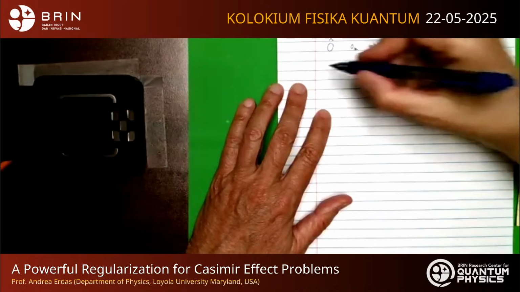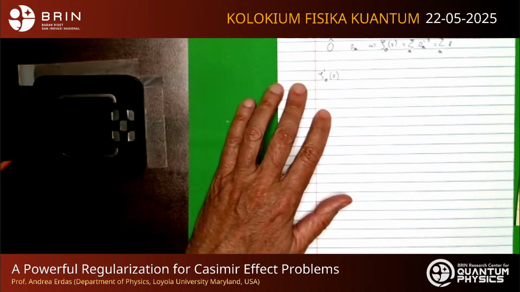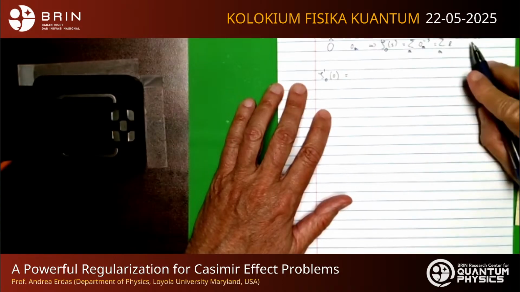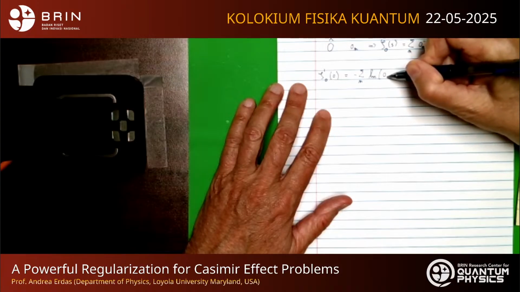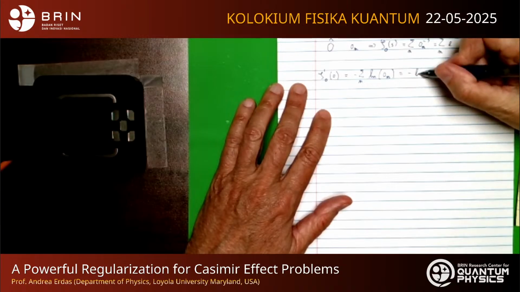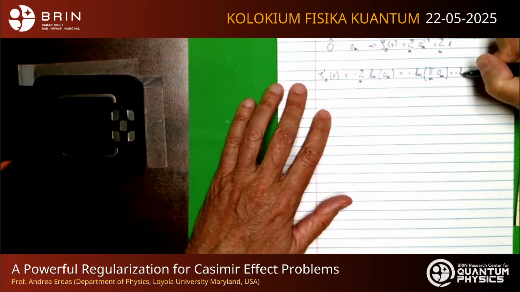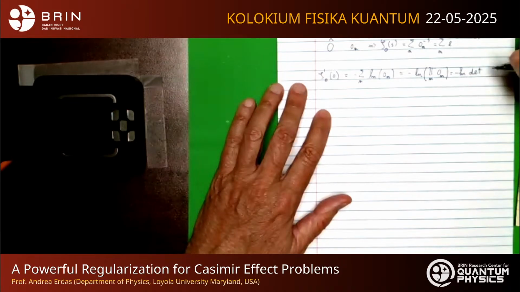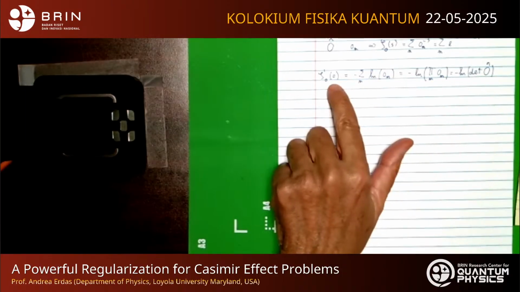And so when I take the derivative of the zeta function and evaluate it at s equals 0, that is straightforward. I get minus the sum over n of log of On. And I can also write it as minus log of the product over n of On. And that's minus log of the determinant of O. Okay, so this is the formal way to connect the determinant of an operator to its zeta function.